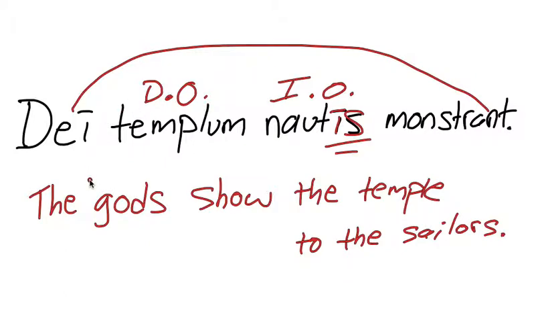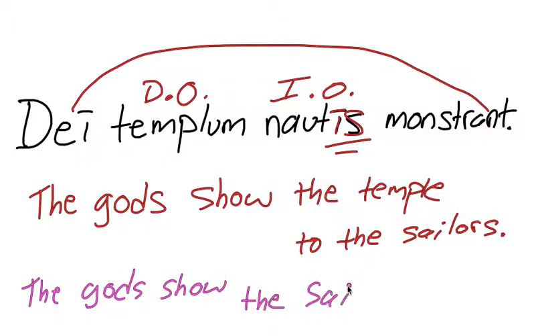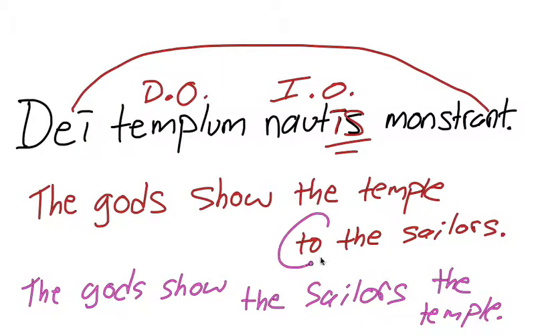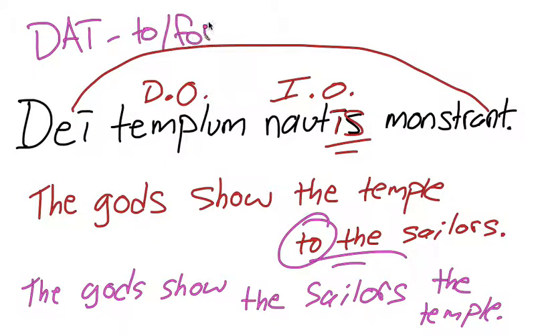We could also write this sentence as the gods show the sailors the temple. So you can write an indirect object without actually using the English preposition to, but I like to include it just because, remember, dative case, when we translate it, generally is to or for, so that always helps me remember that we are in the dative case. Okay, let's do one more example of an indirect object.